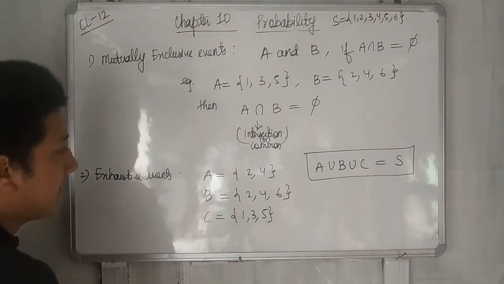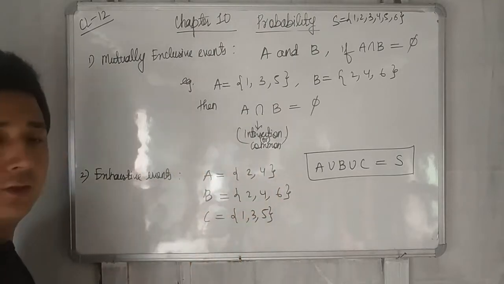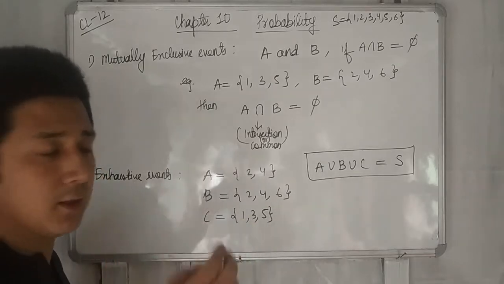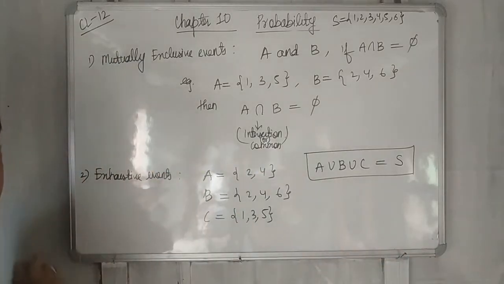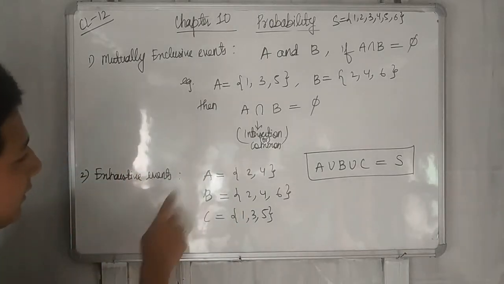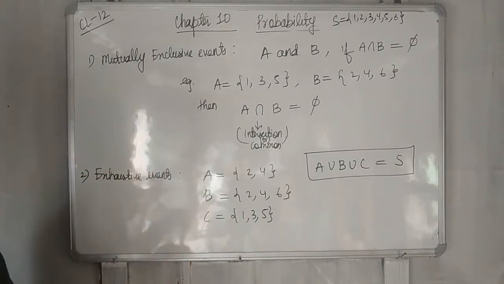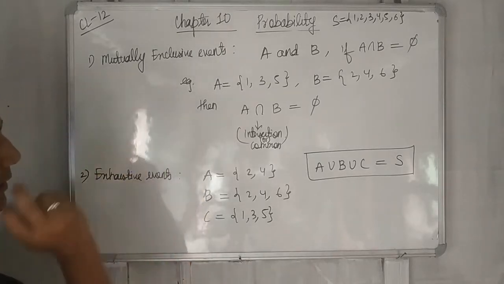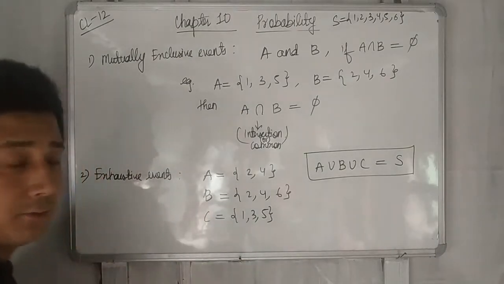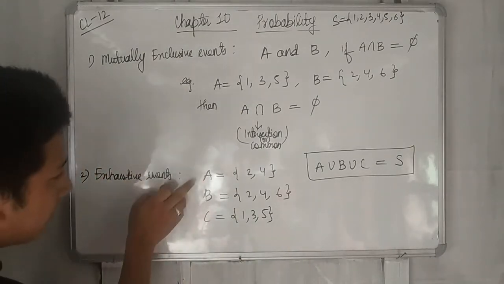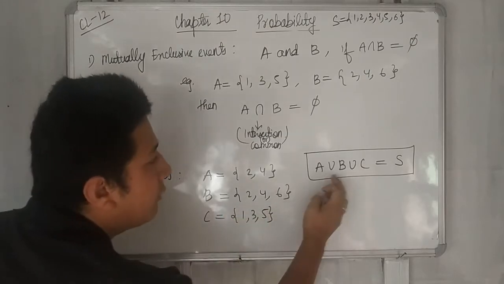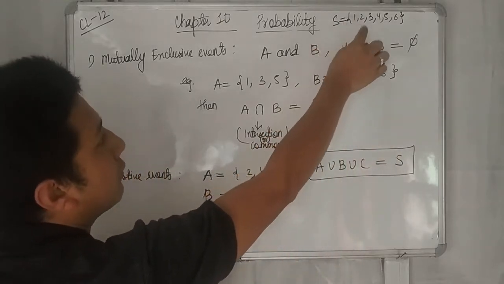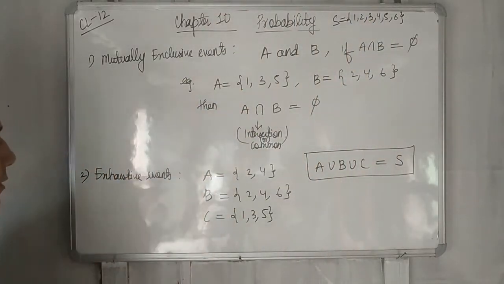Now let us take an example. I have taken A as {2, 4}, B as {2, 4, 6}, and C as {1, 3, 5}. Am I clear with this? Now, if rolling a die, I get number 2, then either event A is occurring or event B is occurring. If I get 6, event B is occurring. If I get 4, event A or B is happening. If I get 3, only event C. But if I see properly, A, B and C, if I take the union of them, I again get back the same sample space, which is 1, 2, 3, 4, 5 and 6.